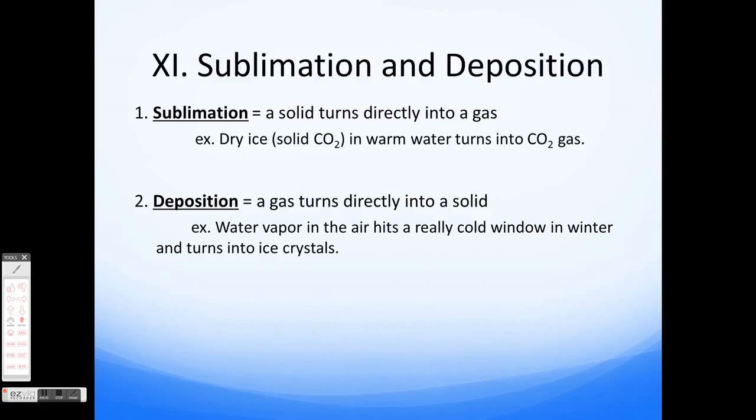Alright, so we actually have two other kinds, and these sort of skip the step in between. So sublimation is when you go straight from a solid to a gas. This doesn't happen often, but it does happen if you get a really, really cold or really, really hot situation. You have dry ice, which is solid carbon dioxide, and you put that in warm water, it's going to turn straight into CO2 gas. It's going to completely skip over the liquid phase. Carbon dioxide has a very small range where it can be a liquid, so it's going to skip right over that.